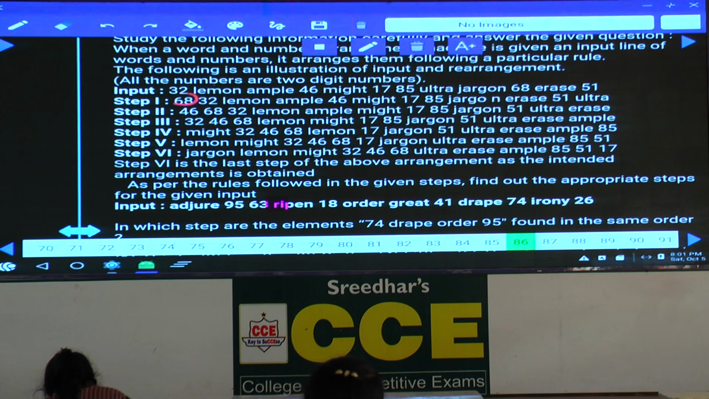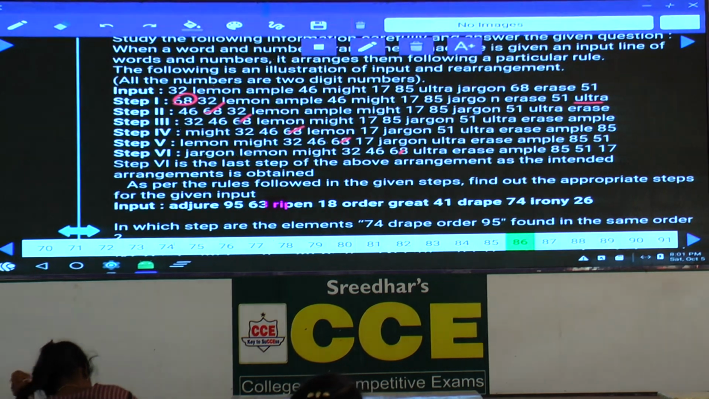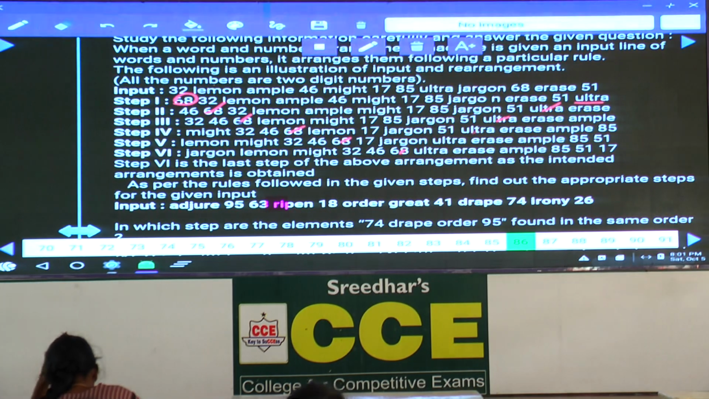We have 68 arranged at the first place. 68 is the highest even number and the highest vowel, and these 2. Then from there onwards, 68 shifted to the next place, next place, next place, and so on. And similarly, 1, 2, 3, on the right hand side. Finally, these 2 will be at the same place.